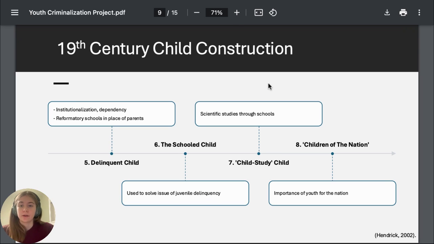After that, this transferred directly into the child study child, which involved scientific studies usually conducted through schools. This was due to the ability to have a large amount of youth in the same space, and there was a lot more capability to conduct studies around this time. Finally, we have Children of the Nation, near the 1880s to 1914, overlapping with the child study child. This looked at the importance that youth provide for the efficiency of the nation and how much they contribute to their nation, as well as its future. This just furthered the separation of youth from adults.